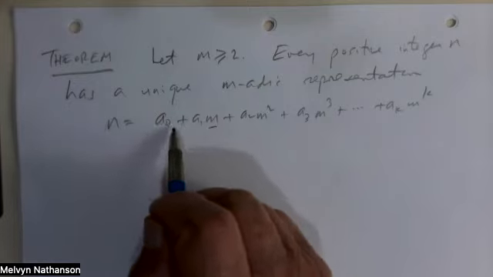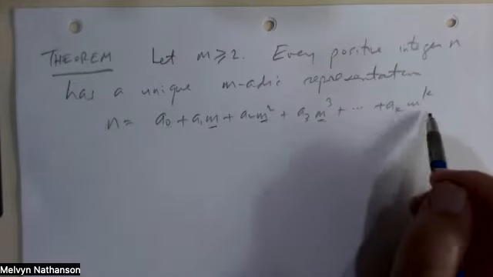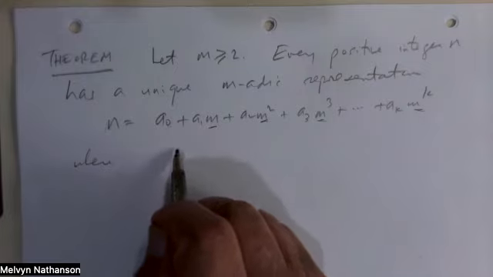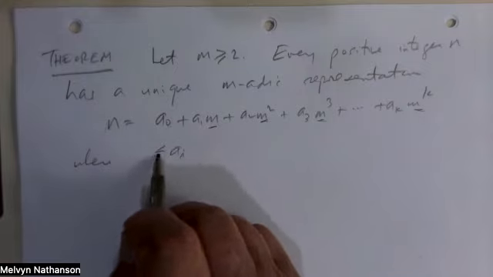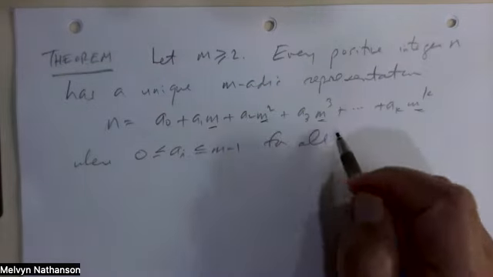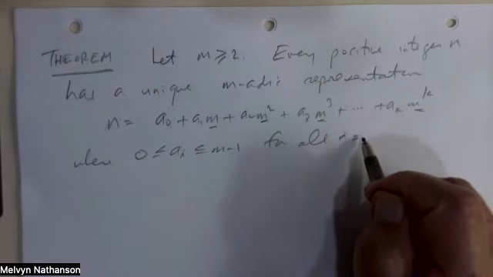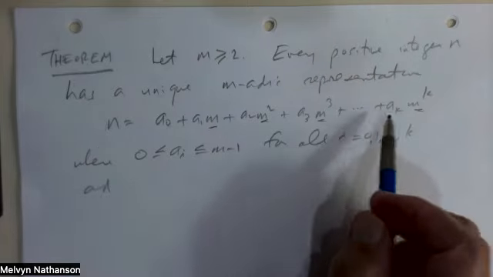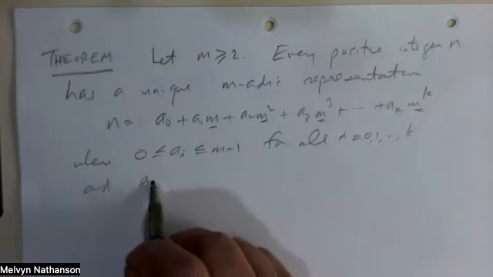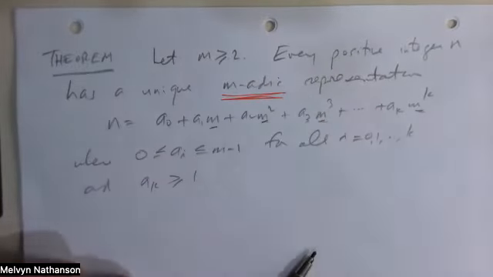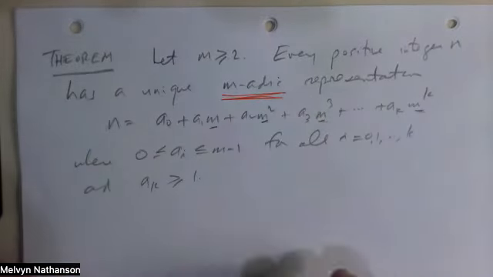This is m to the 0, which is 1, a0 times m to the 0, m squared, m cubed, up to some m to the k, where these coefficients, a sub i, are integers between 0 and m minus 1 for all i going from 0, 1 up to k. And this last coefficient is actually positive. a sub k is greater than or equal to 1. So this is the m-adic representation of a number.